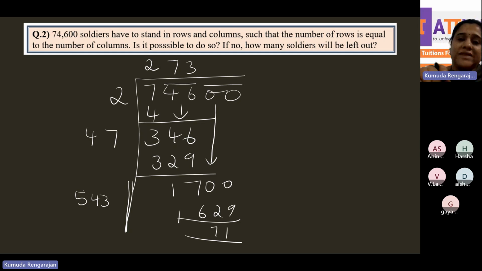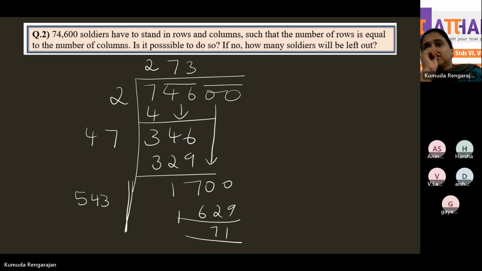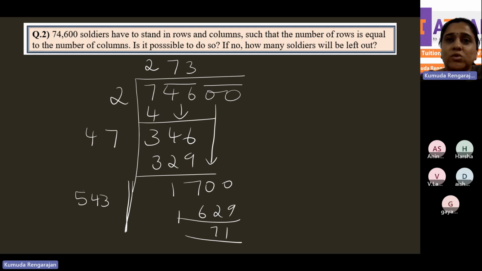Okay, in how many rows can they be arranged? Yes, Shivam, in how many rows can they be arranged? There are 74,600 soldiers. Some number of soldiers will be left out. But how many rows and columns are formed? Yes, Shreya? 273 rows and 273 columns. Yeah. And how many soldiers are not a part of the square? 71 soldiers. They are standing alone. They don't form a part of the square. All right.